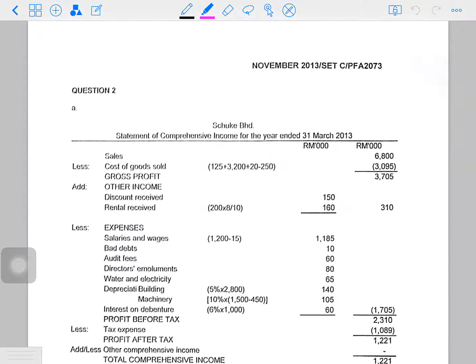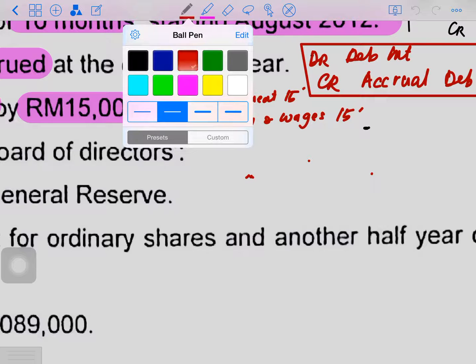Okay, so the double entry here will be debit retained earnings, credit general reserve, 400,000.